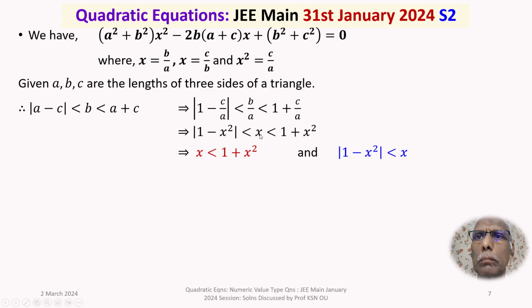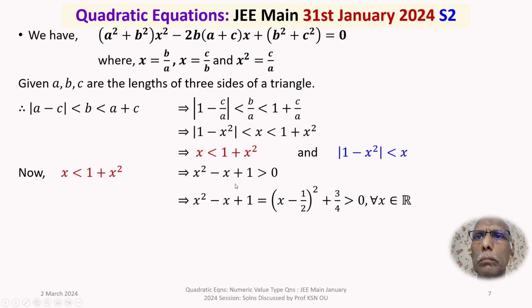The first inequality is x less than 1 plus x square. This is the inequality that we have written in red. And the second one is modulus of 1 minus x square is less than x. That is the second inequality, which we have written in blue. Let us take the first one, that is x less than 1 plus x square. Then this will be x square minus x plus 1 greater than 0, a quadratic expression greater than 0. And this is true for all real values, x belongs to R. How is it?